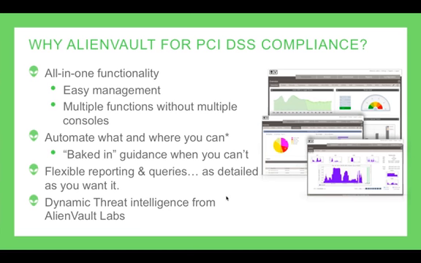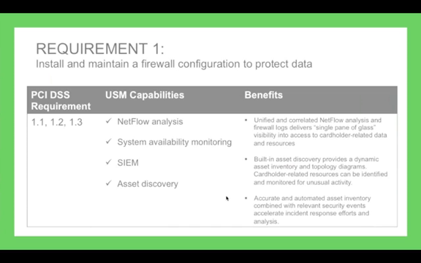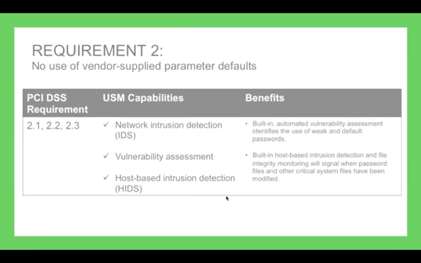So you think about, for example, what you need to do, even in section 1, firewalls, right? Being able to do NetFlow analysis, system availability monitoring, SIEM, which means really event correlation and analysis. And of course, being able to just discover the assets that you have on the network. AlienVault provides that as a built-in component to what we do, and all those functionalities are built into the product that allow you to do that.